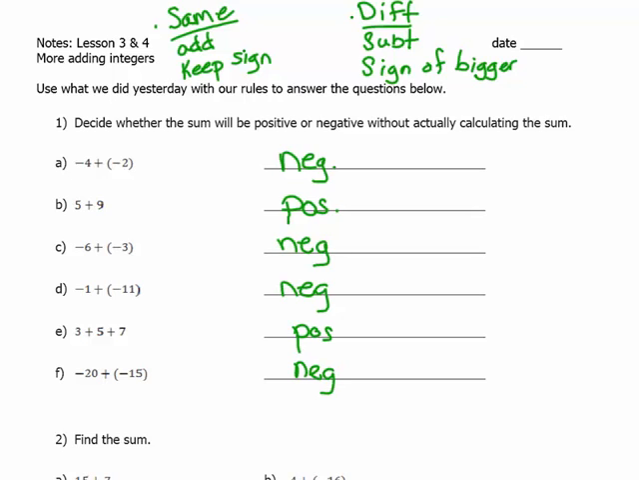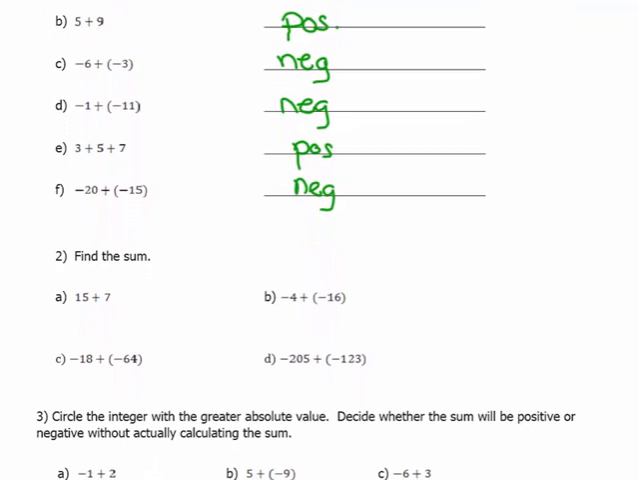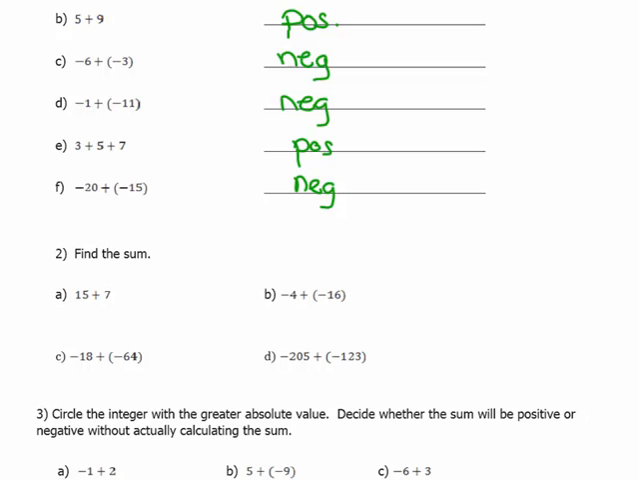All right, so for these, they all ended up being the same. So we had negative, positive, negative. Now let's actually go through and find the sum for some of these. Again, I have to check: are they the same? Are they different? 15 and 7, those are both positive, the same. So I'm going to add those together to get 22, and it's going to stay positive.